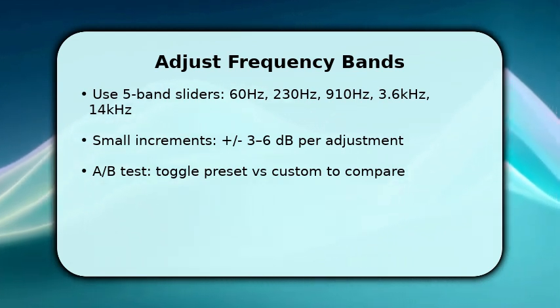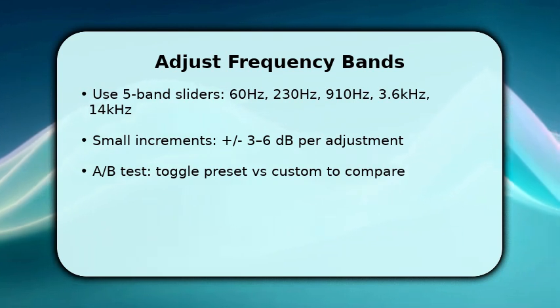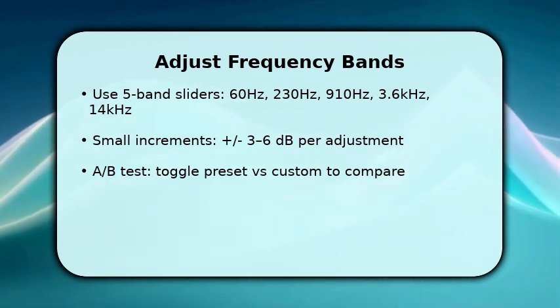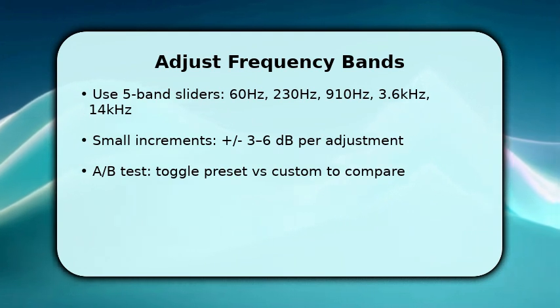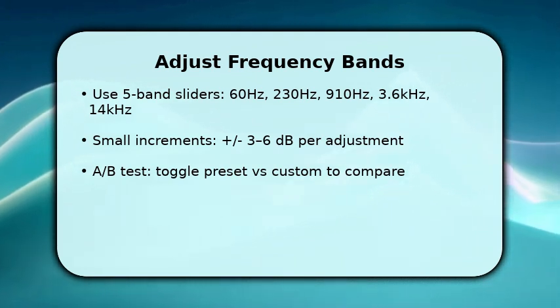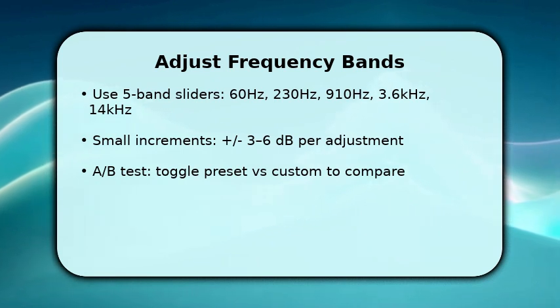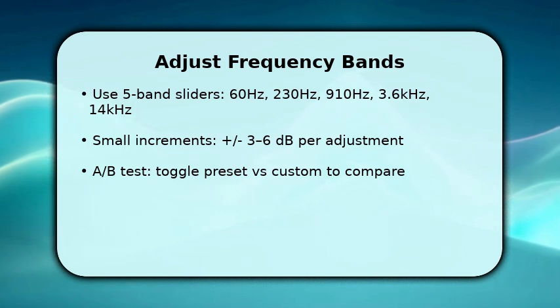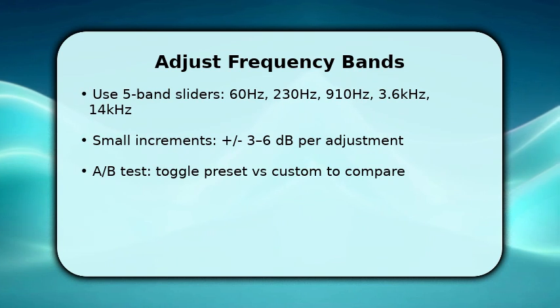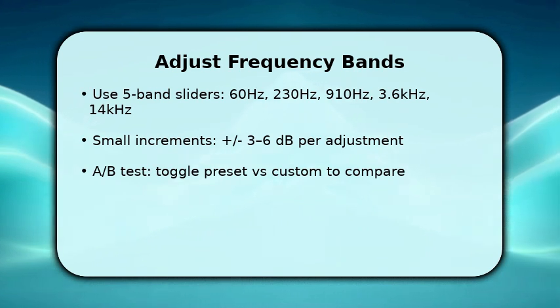Move each slider in small steps, about 3 to 6 decibels, and listen between moves. This prevents exaggerated bass or harsh highs. Once done adjusting lows for warmth or highs for clarity, use the A/B method by toggling between your custom setting and a preset to hear the difference. Make sure to test with familiar tracks so you tune for real-world listening rather than theoretical graphs.